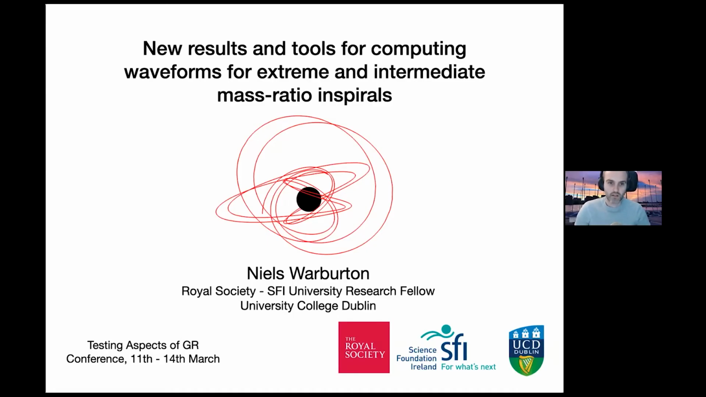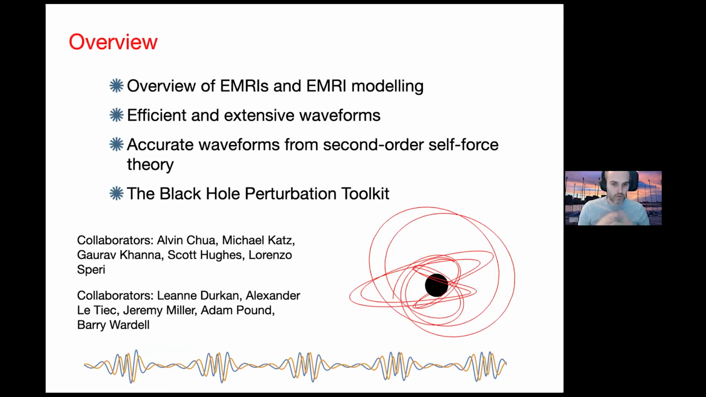Yeah, I'm going to be talking about a collection of new results and then maybe mention a few tools that people will be interested in if they want to get involved with these sorts of calculations for computing broadly small mass ratio inspirals, which I mean sort of extreme mass ratio inspirals and intermediate systems. So as an overview, I'm going to focus mostly on EMRIs.